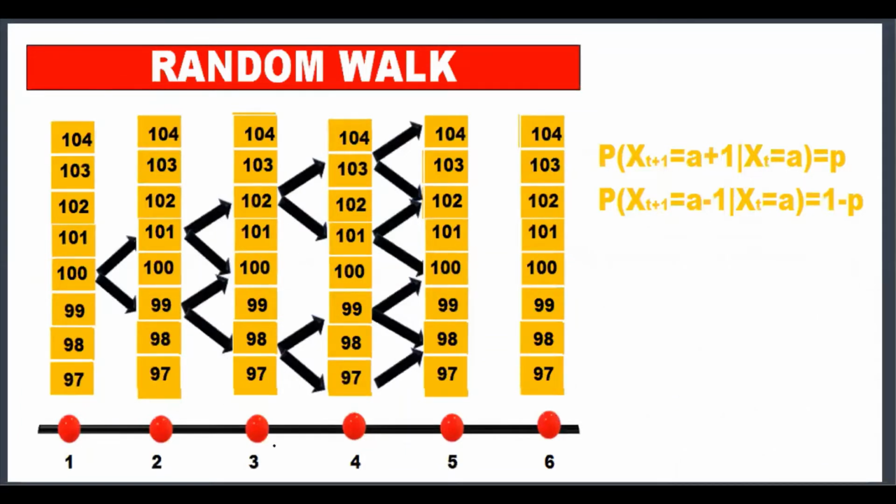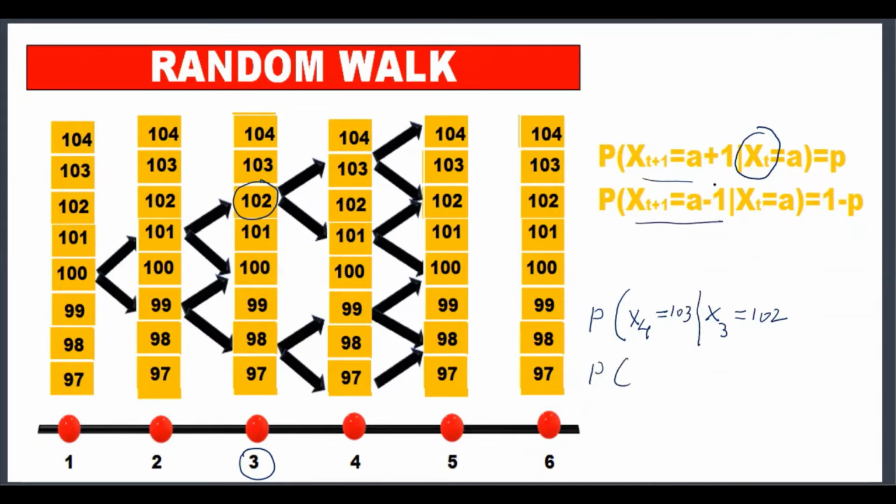Now if you consider any point here, t is any point. Suppose t is 3. So given that x3 is equal to a, in our example 102, x3 is 102, this is given. Now you are finding the probability that x4 is 103 or 101. These are the two possibilities. This is what we have written, a plus 1, a minus 1. These are the two possibilities given x3 is 102.